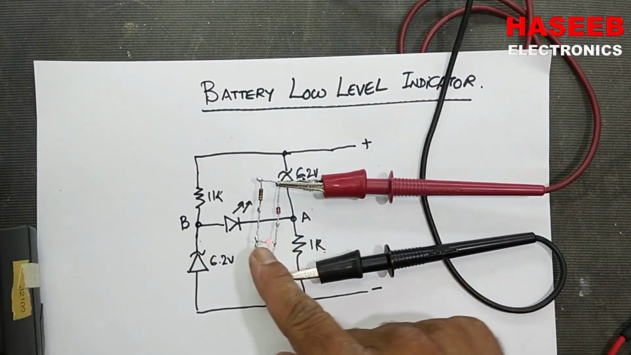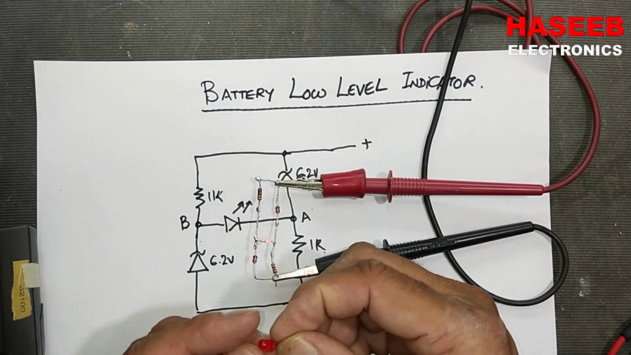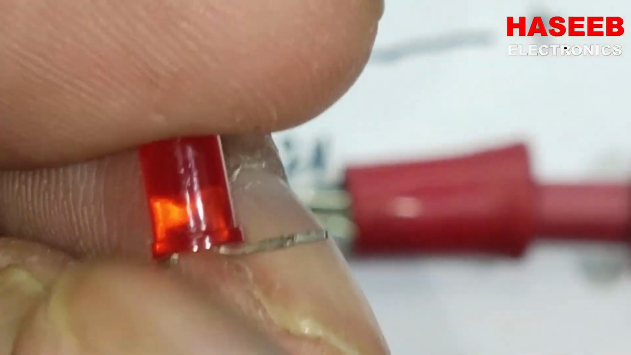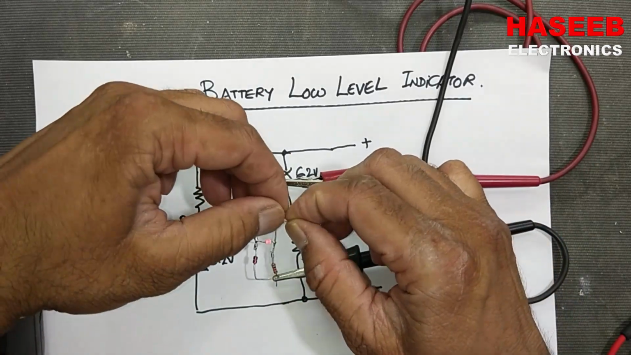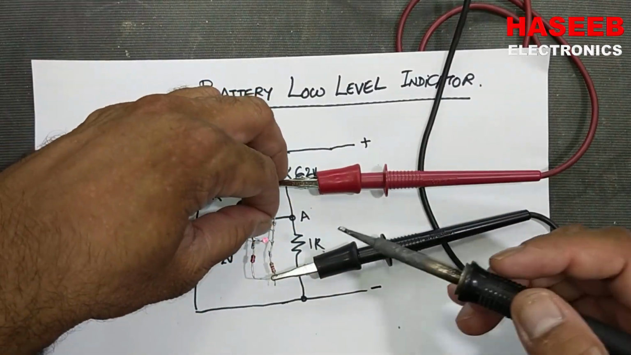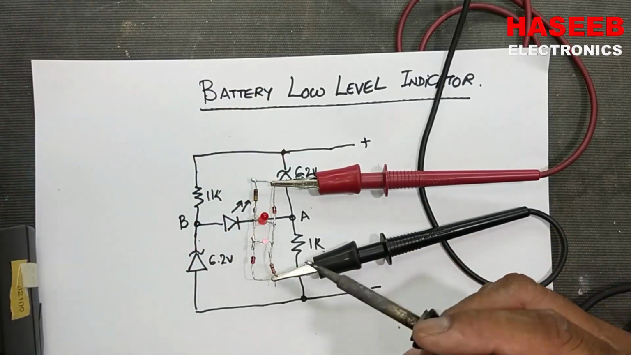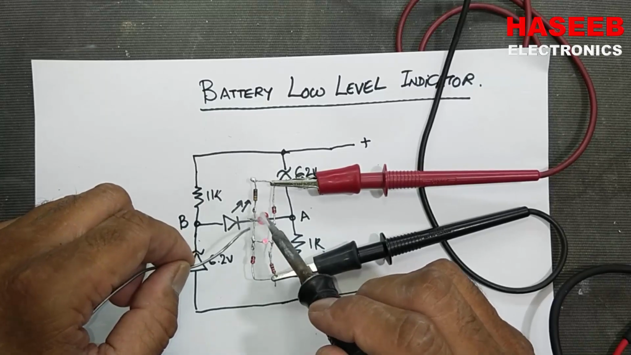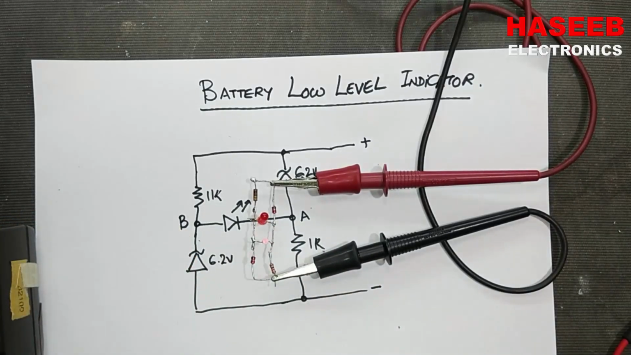Now we can convert it to a high and low level detector. We will take another LED. This negative terminal we will connect to the second side. So the cathode side of this LED, the big terminal, we will connect here. Now this LED will detect the high side voltage. So we can convert this circuit into a high and low level detector.